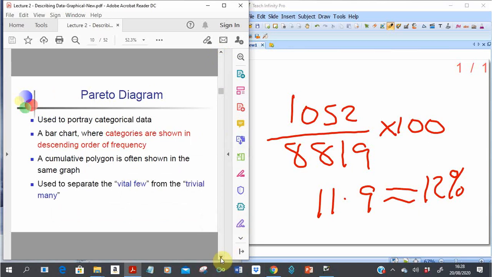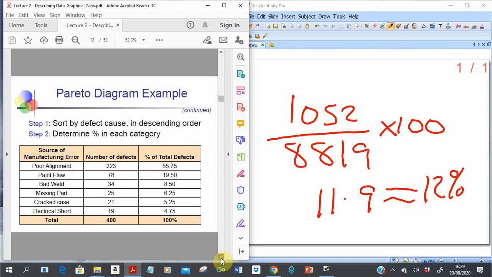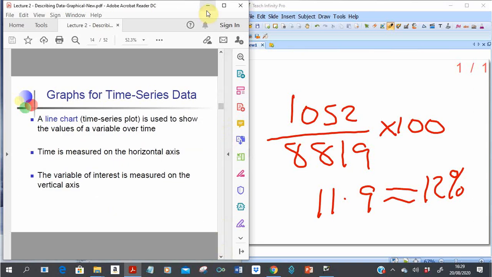So you're supposed to sort in descending order from the smallest to the highest. So we're given an example. 400 defective items are examined for cause of defect. You have bad weld, poor alignment, missing part, paint flaw, electrical short, cracked case. Okay, so the total there is 400. Then find the percentages.